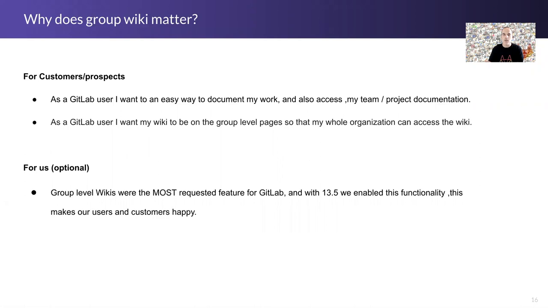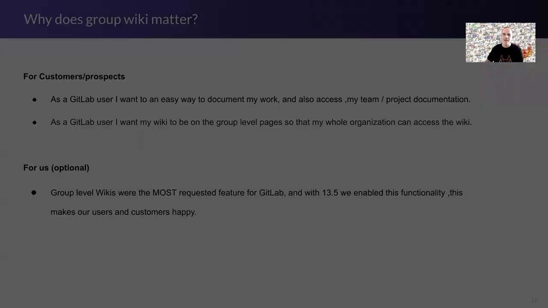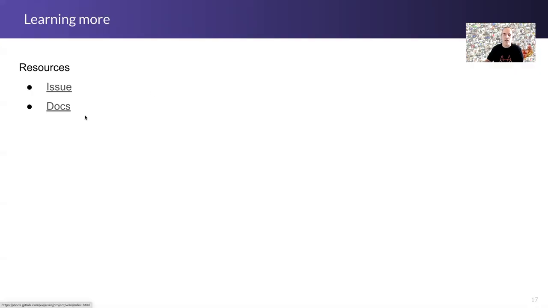Group wiki was the most requested feature. It got something like 654 votes. And when we make our customers and users happy, this matters for us. Resources: the issue and the docs. And now let's see how it works.